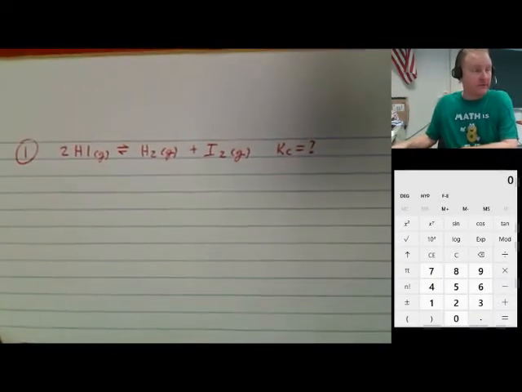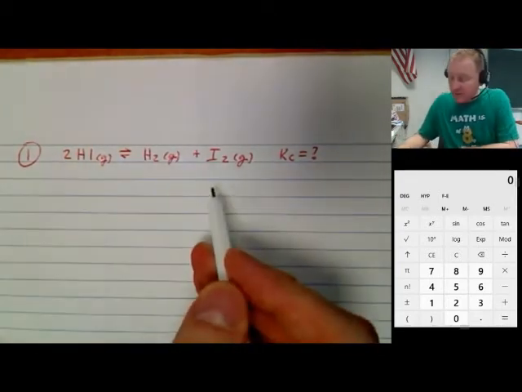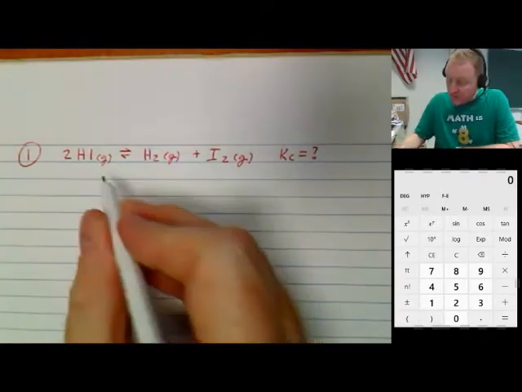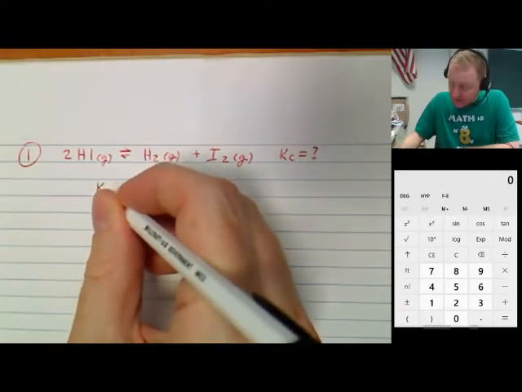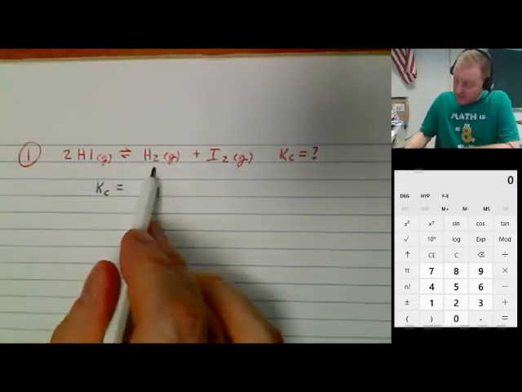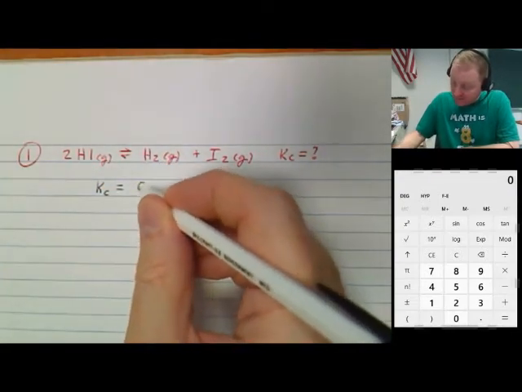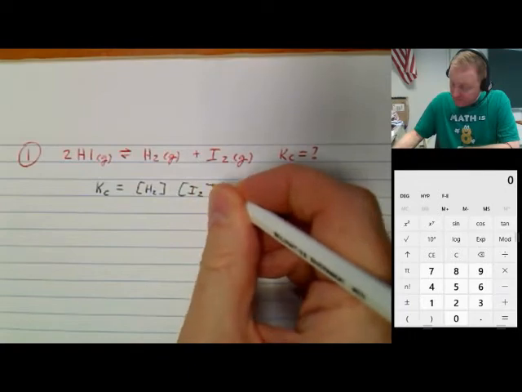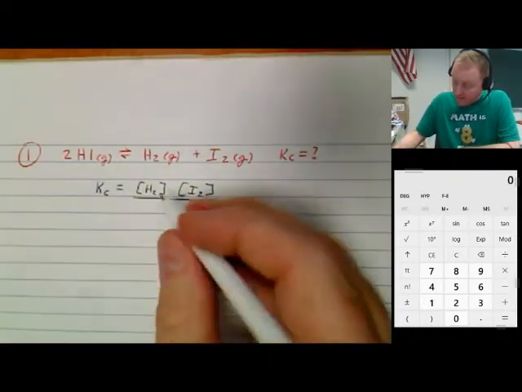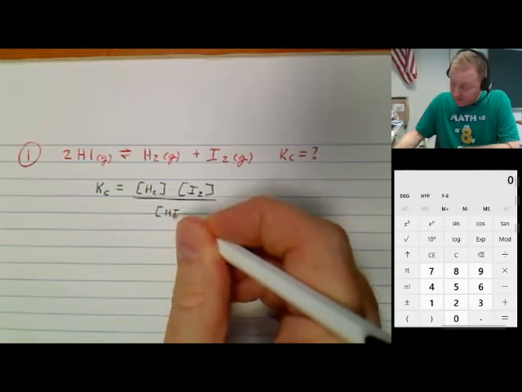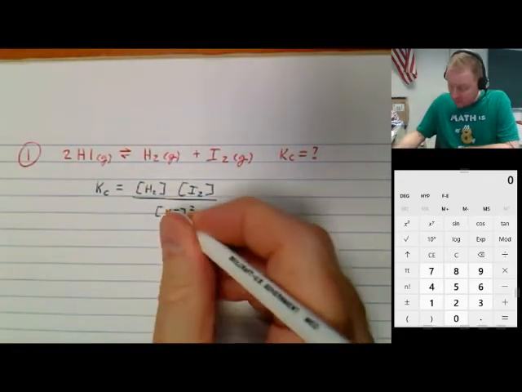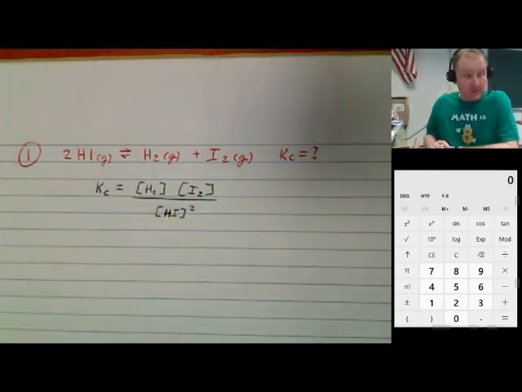So in this second question, this is our balanced equation, and we're solving for the K. So we know from the question, let's write what the expression is. Kc equals the hydrogen concentration times the iodide concentration divided by the hydrogen iodide concentration squared. That would be how we would represent this.